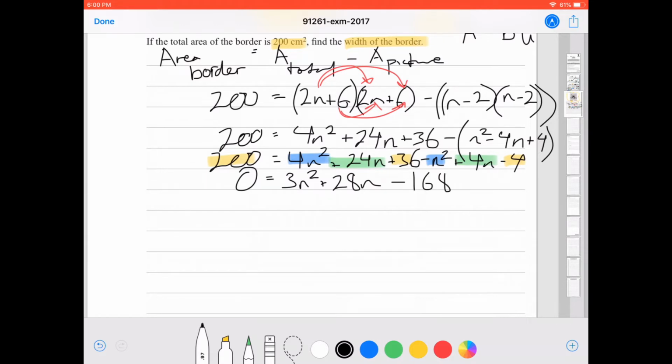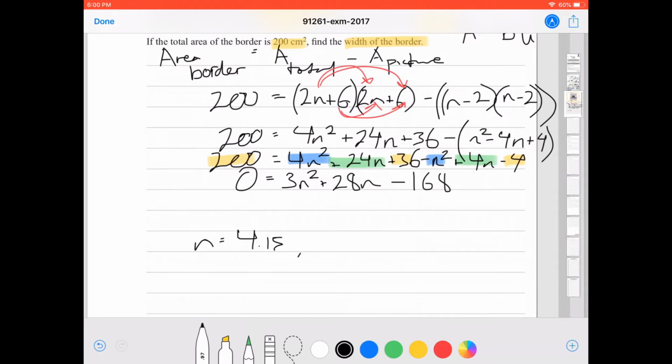So you could spend time doing this factorizing manually. It would be quite difficult though. Let's use our quadratic solver. A term is 3, B term is 28, C term is minus 168. And you come out with x equals, n in this case, isn't it? n equals 4.15, and minus 13.49.